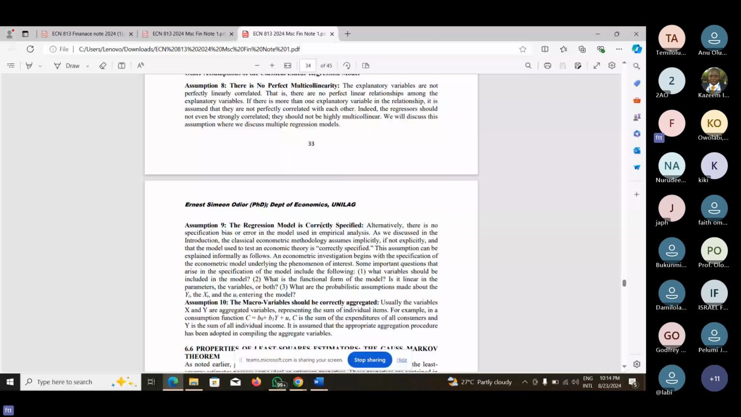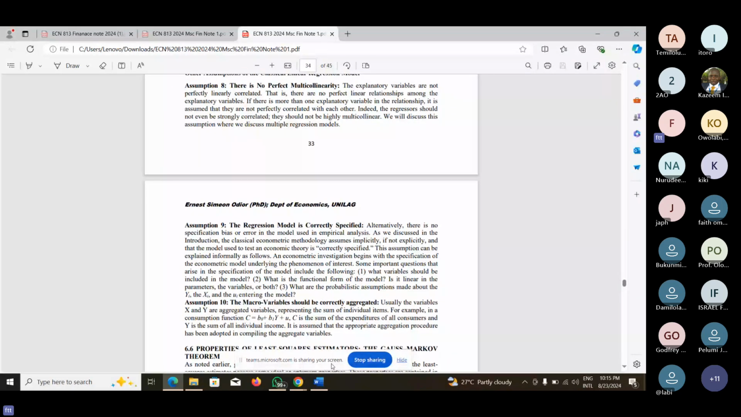Then for assumption 10, it says micro variables should be correctly aggregated. Usually variables x and y are aggregated variables. That means our x and y are aggregated variables. Like when we are drawing our regression, when they ask us to look for beta 1, beta 2, beta 3, when we are aggregating our figures, like finding the sum, aggregate means sum. When we are summing it, we must do it correctly. We must apply correct equations to solve them. So it is assumed that appropriate aggregation procedures must be adopted in compiling our aggregate variables.